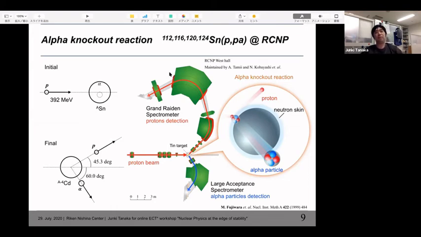The experiment was performed at the Ring Cyclotron Facility, Research Center for Nuclear Physics, in Osaka University. This figure is the experimental setup. A proton beam accelerated up to 392 MeV was incident on the tin target. The momentum of the protons and alpha particles were analyzed by using the Grand Raiden spectrometer and the Large Acceptance Spectrometer, respectively. And we constructed the missing mass.